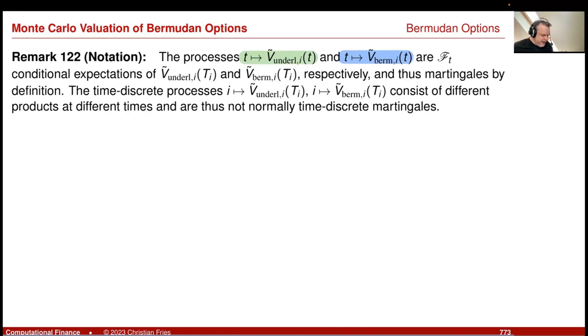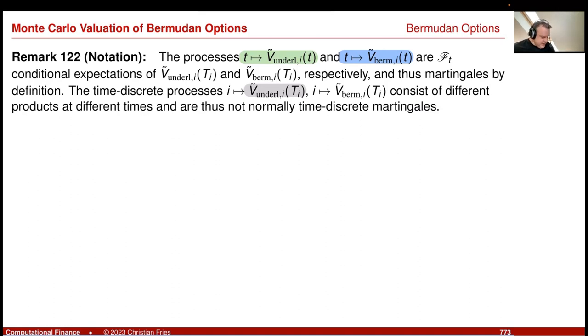And of course, they are martingales. But if you look at V tilde of the underlying I observed in TI, then this is not a martingale. Actually, it can be anything, because you receive the underlying I in TI, and in I plus one, you receive the underlying I plus one, which could be something completely different.